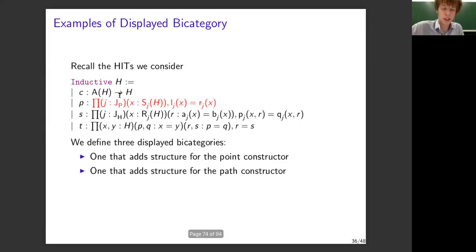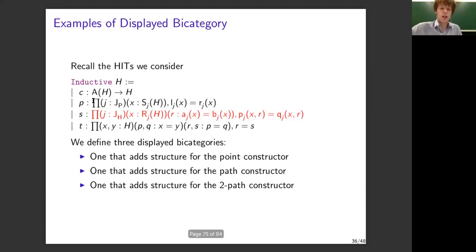Second of all, you need to have the path constructor. And for that, we will also define a displayed bicategory. And lastly, we need to have the third one, which is the homotopy constructor, or the two-path constructor. For each of these three, we will define a displayed bicategory which adds the desired structure to the bicategory. For the first one, we'll just use algebras on a pseudofunctor.